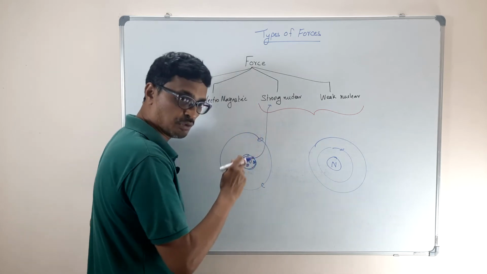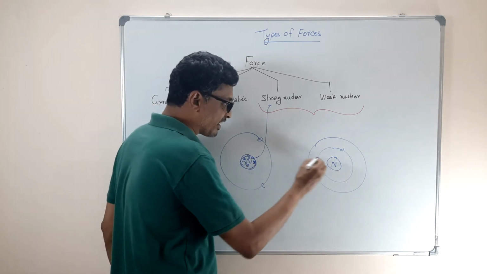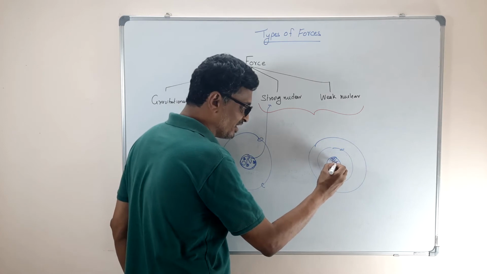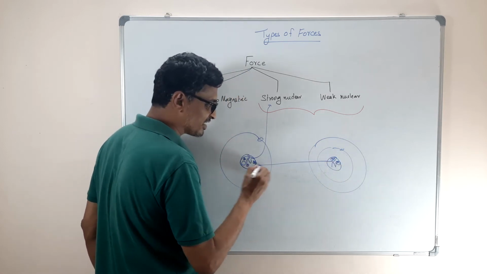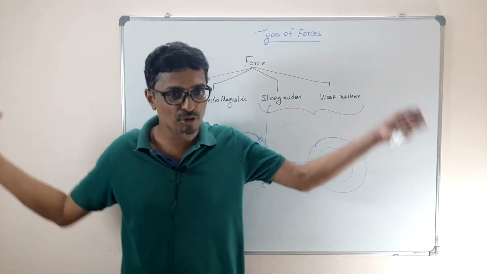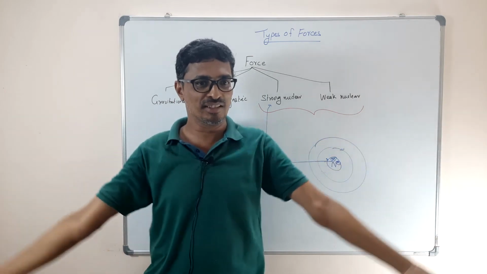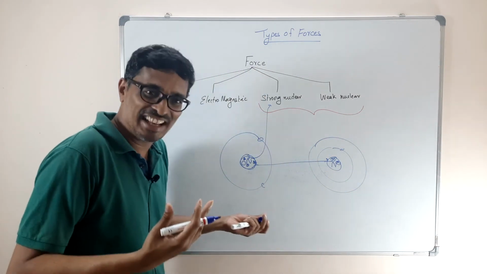If this strong force were long range, that means it would have attracted these protons also. All the protons here would have stuck to each other. Am I right? All the atoms would become a single whole, the earth would become a single big nucleus. So it doesn't happen.